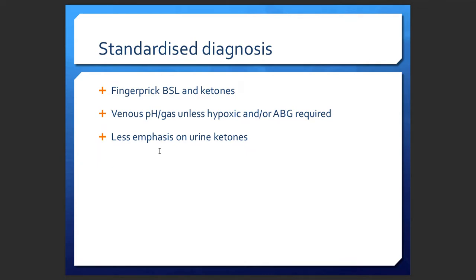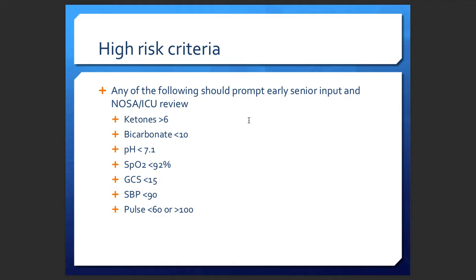To arrive at a diagnosis, the key important thing is to do a finger prick test, not just for blood sugar levels but also for the ketones. Similarly, when you're trying to check the venous pH or the gas, it should be taken from the venous blood. Whenever you're trying to see the pH or the gas as well as levels, you should use venous blood, unless you really need an ABG. And now the emphasis on urine ketones is much less.